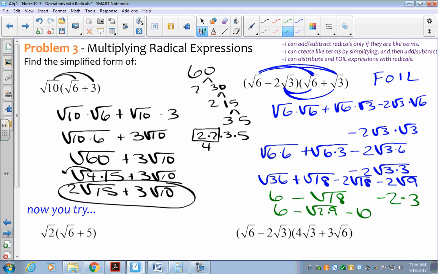Let's pull out that perfect square. So square root of 9 is 3. Root 2 has to stay there. And what is 6 minus 6? 0. So when I have 6 minus 6, it's going to cancel it out. And my answer is negative 3 root 2. Who knew? This big thing was going to foil out to be just negative 3 root 2. Who knew? I don't know. Really?